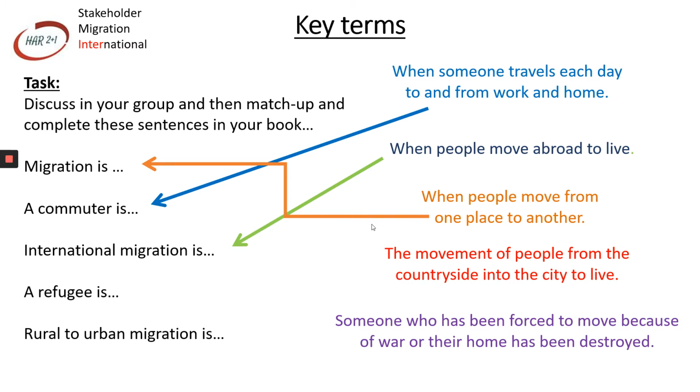International migration is when people move abroad to live. A refugee is someone who has been forced to move because of war or their rural home is being destroyed. Rural to urban migration is the movement of people from the countryside to live in the city. Okay.